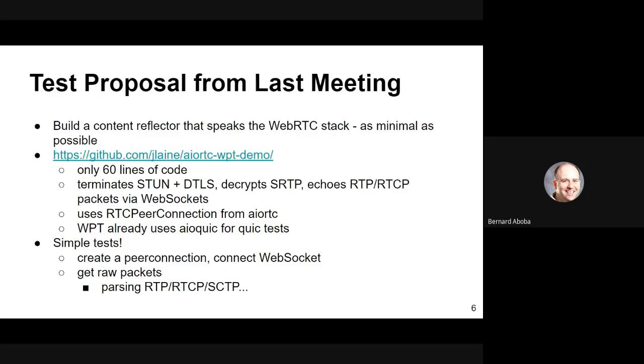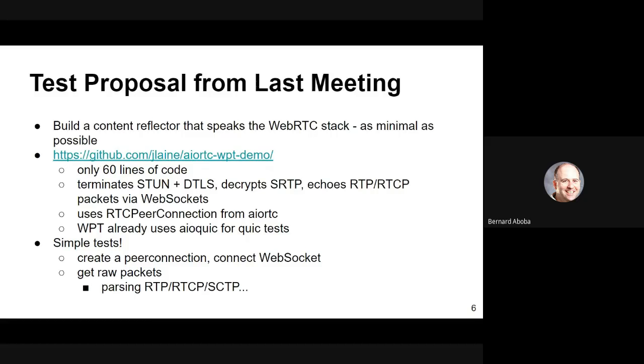It's not very complicated. Basically, we're recapping what we said at the last meeting, which is to try to find a proposal that would be simple enough to implement, but still catch more bugs than we're finding. So the resolution from last meeting was to build a content reflector that speaks to the WebRTC stack, but as minimal as possible, just echo back what it gets over WebSockets. So Jeremy Lane and Fippo built a demo. It was only 60 lines of code, and it pretty much seemed to do what we needed to do.